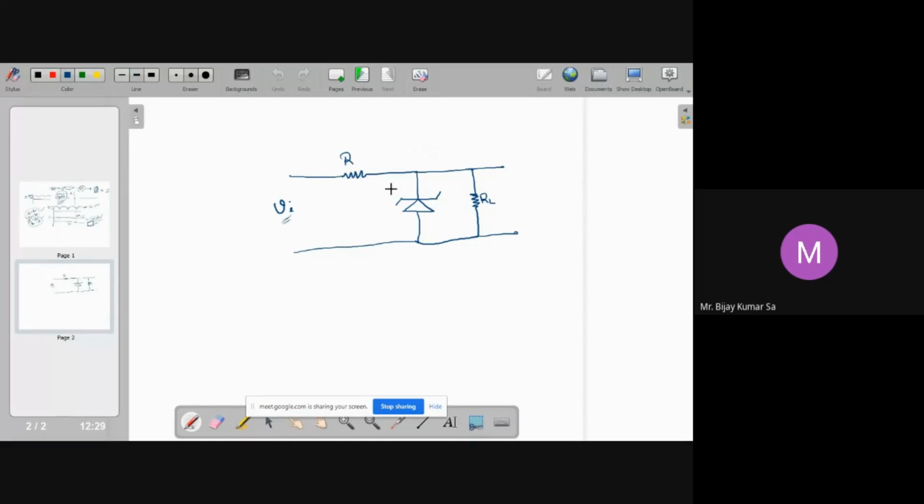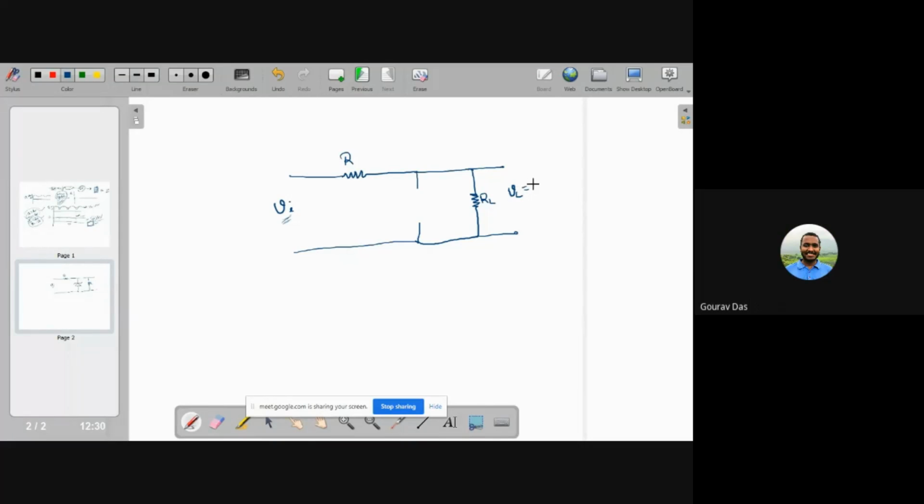You know the voltage divider rule? Do you know what the voltage divider rule is? Yes or no? Yes, sir. Okay. So let's say for a while I erase this diode. I have erased the diode. Now, will somebody tell me what is VL in this case?